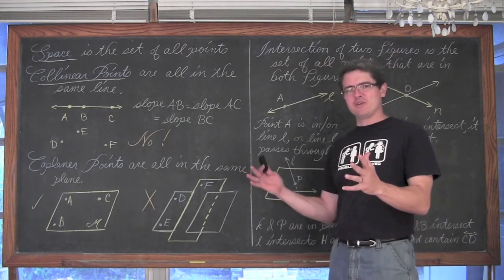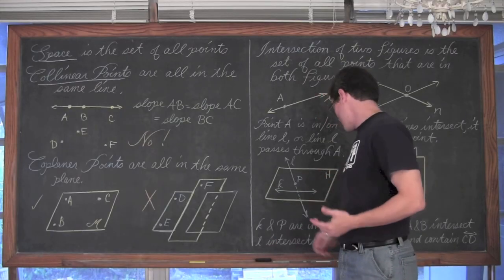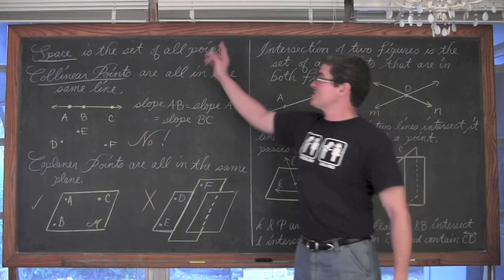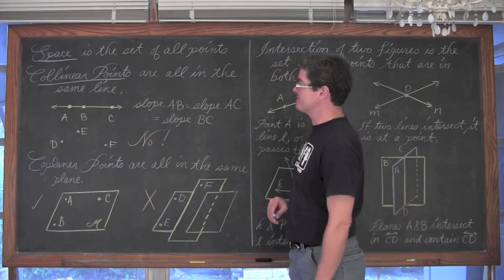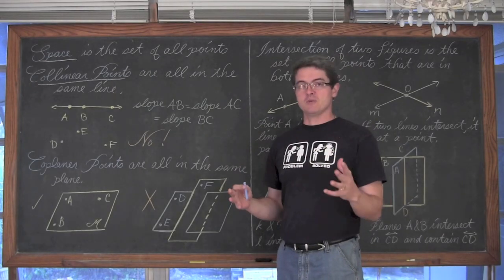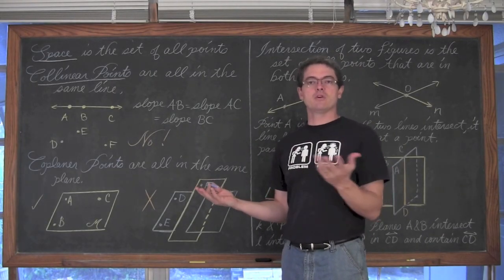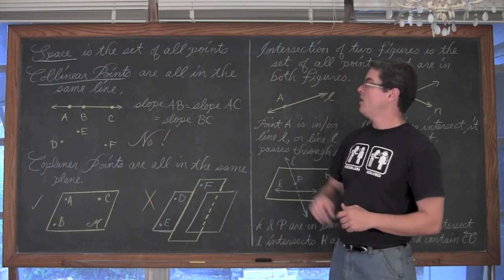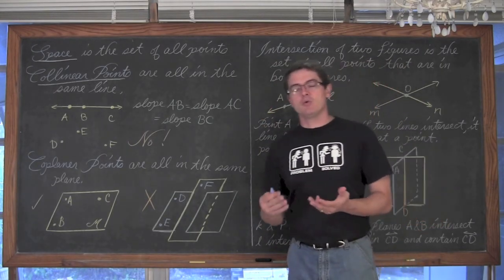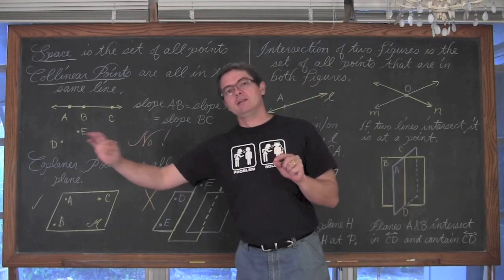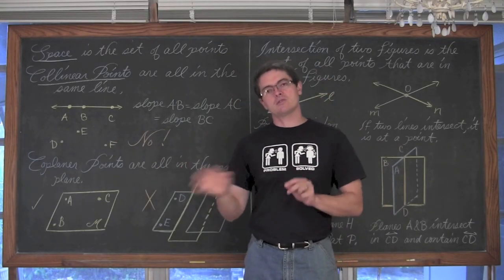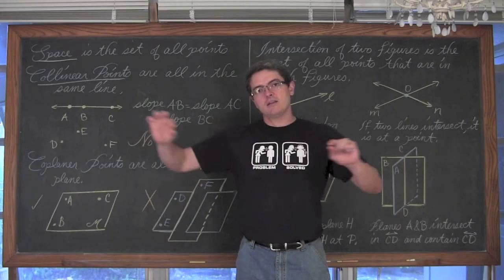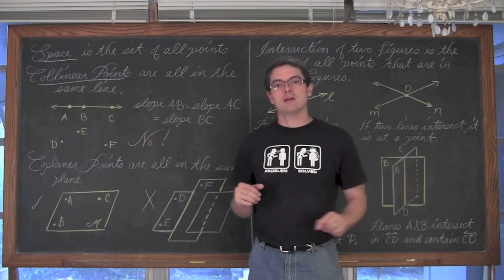Space, the final frontier, and also in geometry, is the set of all possible points, or the set of all points, excuse me, in the whole universe, the space. Collinear points are all in the same line. So collinear points, remember, a line is going to be straight, it doesn't bend, it doesn't change direction, it's a straight line that extends indefinitely in both directions.